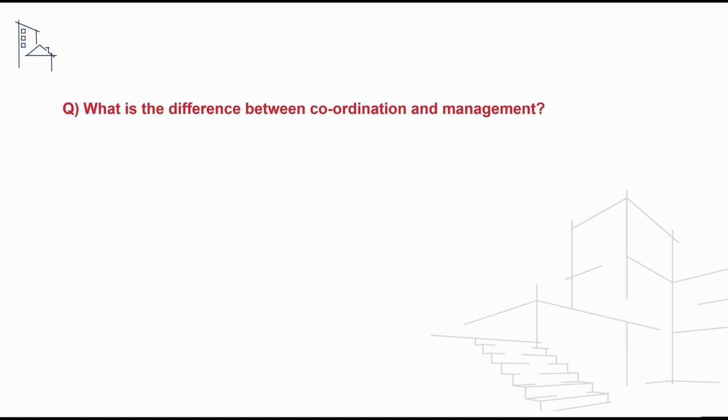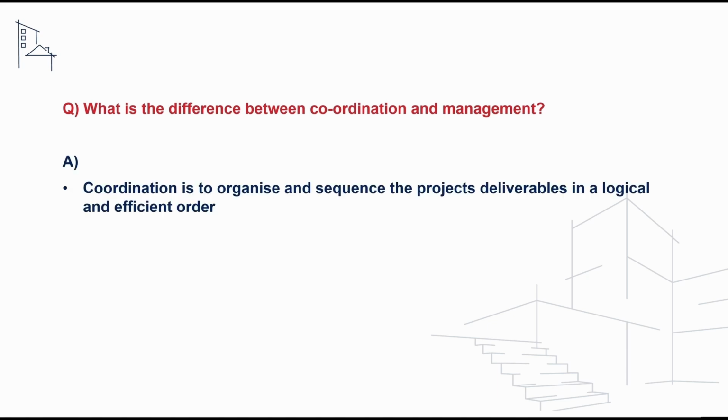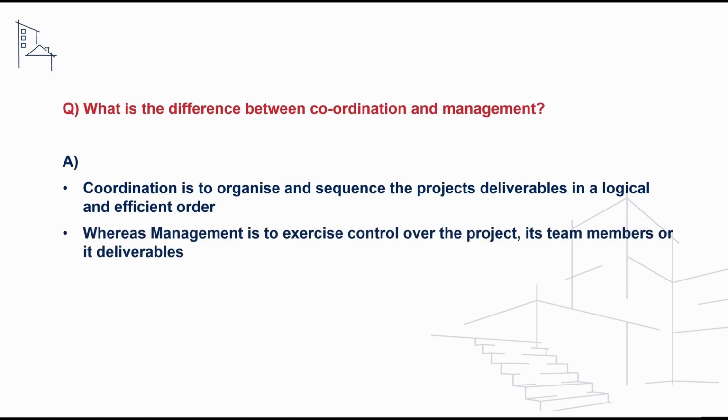The next question we'll take a look at is what is the key difference between coordination and management? And to address this, we can say that coordination is to organise and sequence the project's deliverables in a logical and efficient order, whereas management is to exercise control over the project, its team members, or its deliverables.